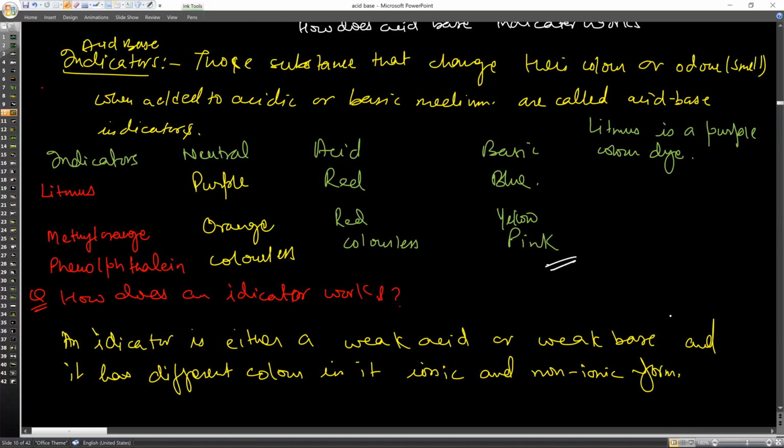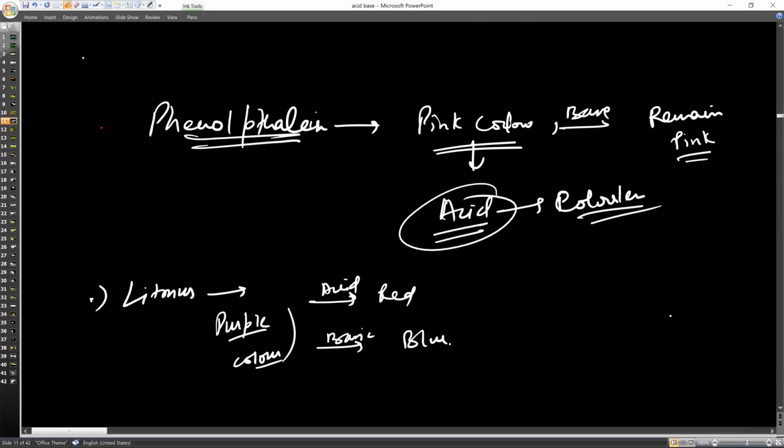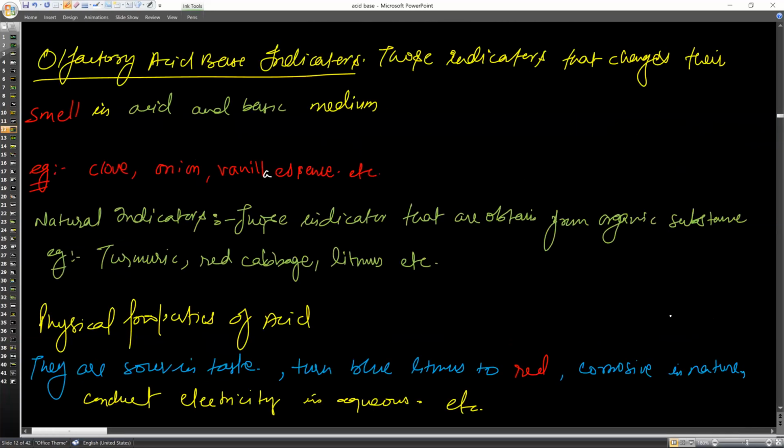I'm done. Okay, others still writing? Yes, done, sir. Third one: let us write this down. Olfactory indicators. What are olfactory indicators? Note it down. Those indicators that change their smell either in acidic or basic medium are called olfactory indicators.